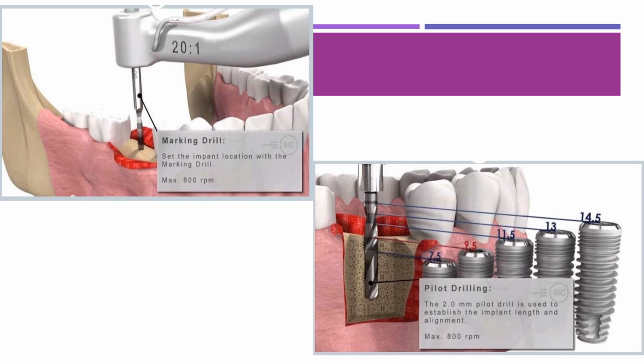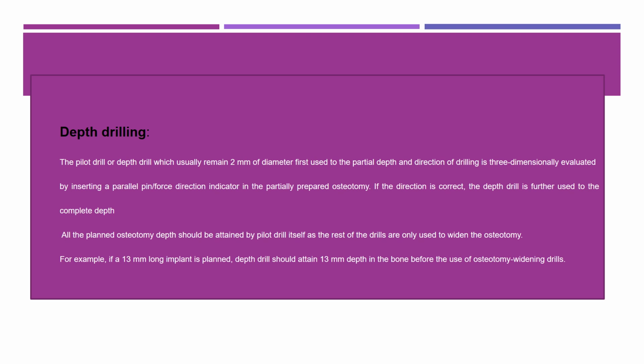So coming to the depth drilling, there is a pilot drill or depth drill which is usually 2 mm in diameter. It is first used to a partial depth, and the direction of drilling is three-dimensionally evaluated by inserting a parallel pin or direction indicator in the partially prepared osteotomy. Always after the initial preparation, we won't be reaching the final depth.